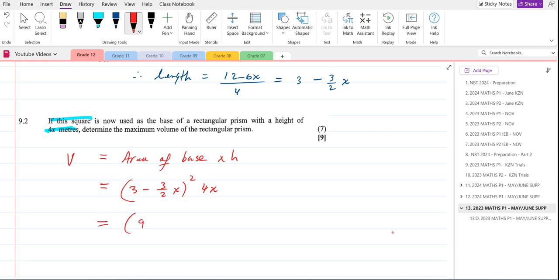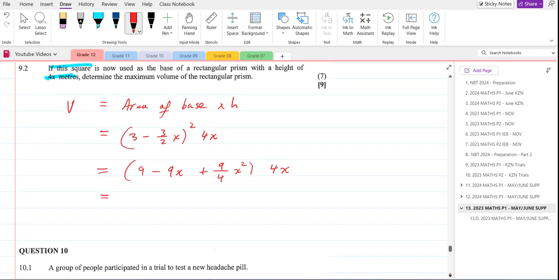So let's open this whole thing up. We got 9 minus the product of these two terms, which will be 9 over 2 x times 2, it's just going to be minus 9x. Then 3 over 2 x all squared is going to give me plus 9 over 4 x squared, times the 4x on the outside. Now 9 times 4 is 36x, minus 36x squared, and 9 over 4 x squared times 4x, the 4 and the 4 cancel out, plus 9x cubed. Right, so we have a nice volume function. So we got 9x cubed minus 36x squared plus 36x.